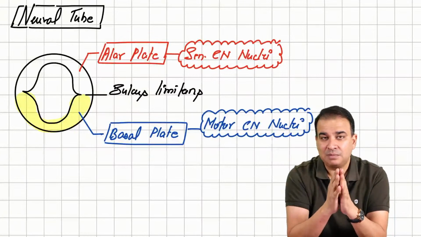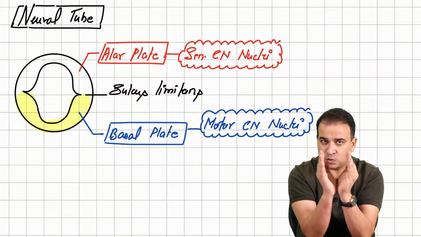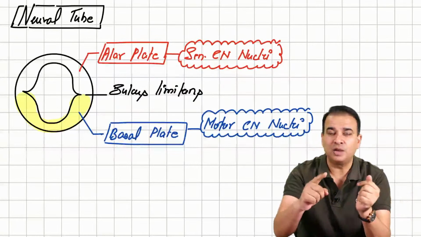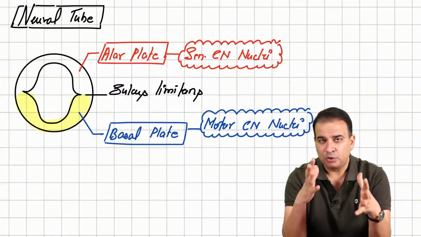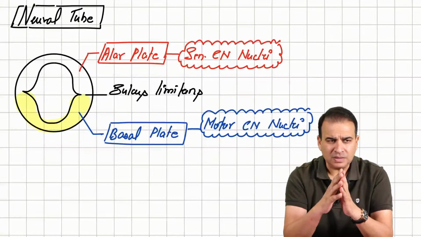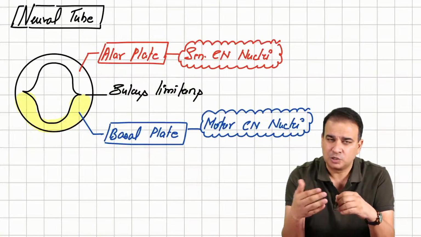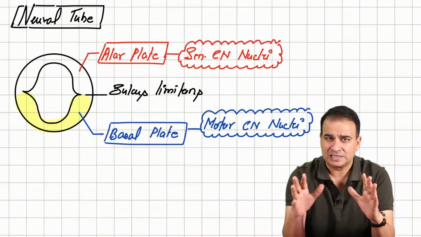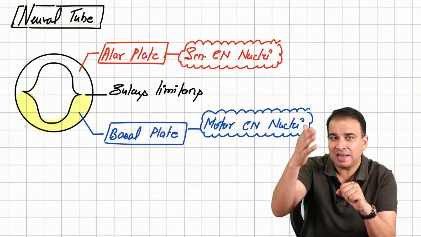After development, some migrations will take place here and there also. But all I'm saying is that the majority of the motor nuclei are present close to the midline because basal plate is close to the midline, and most of the sensory nuclei are toward the lateral side. And see why this information is important for you. Let's say you get a question on any brainstem syndrome, a random example like Weber syndrome or Millard-Gubler syndrome or medial medullary syndrome, whichever it is. These are all midline syndromes.